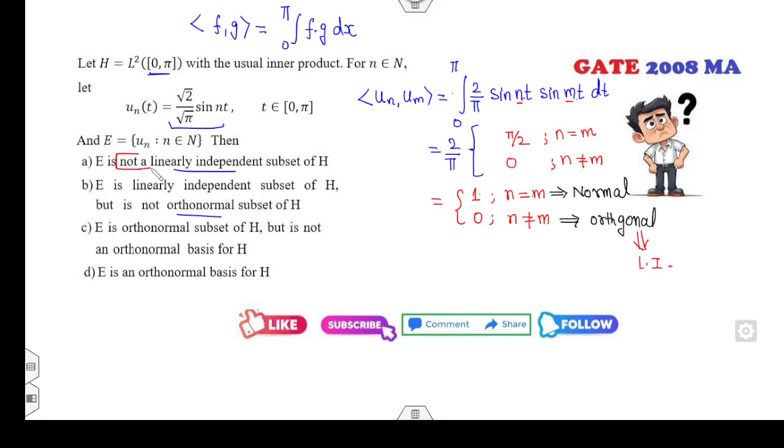But he said not LI. He said not orthonormal, but we have proved that they are orthonormal. He said not orthonormal basis. Fine. Basis, why? Because LI is also the basis. So it's an orthonormal basis. Yes, D is my right answer of the problem.